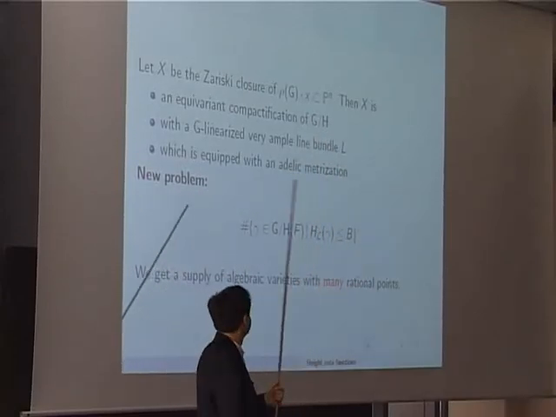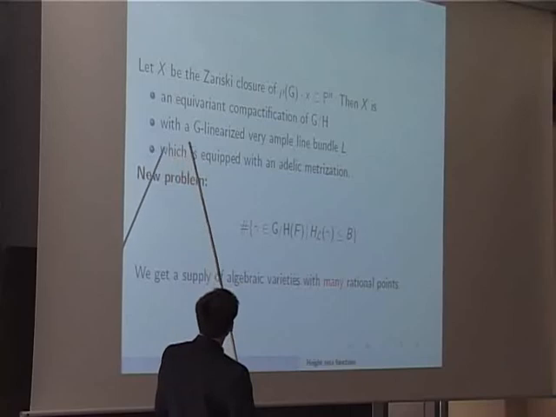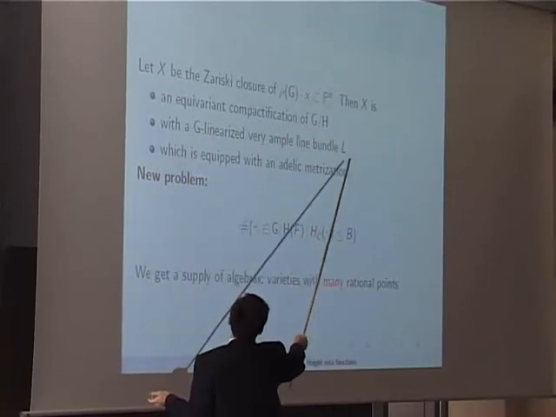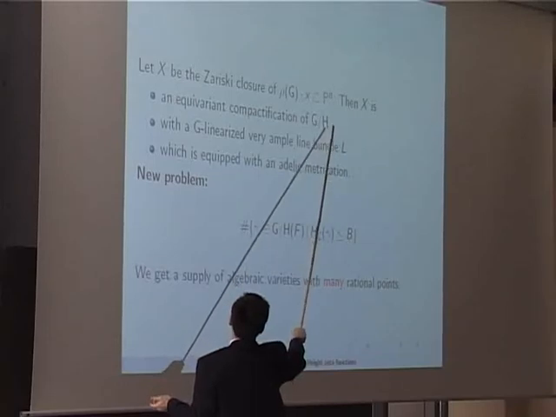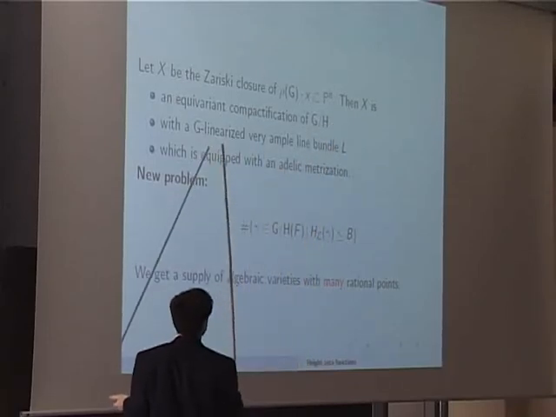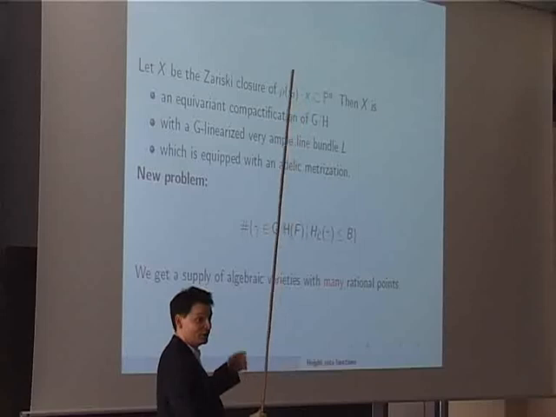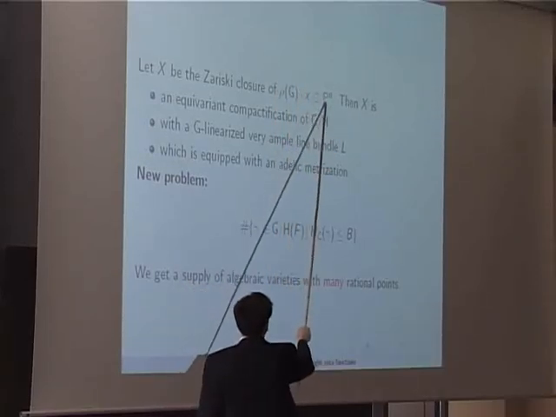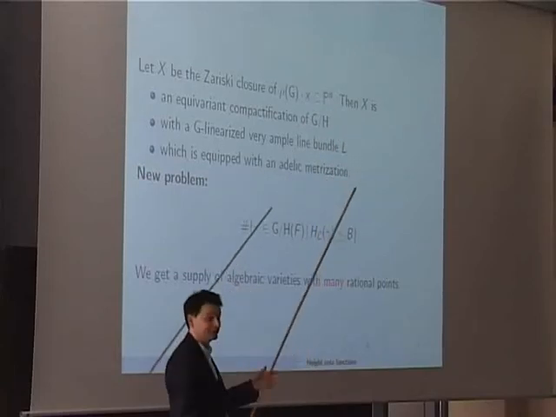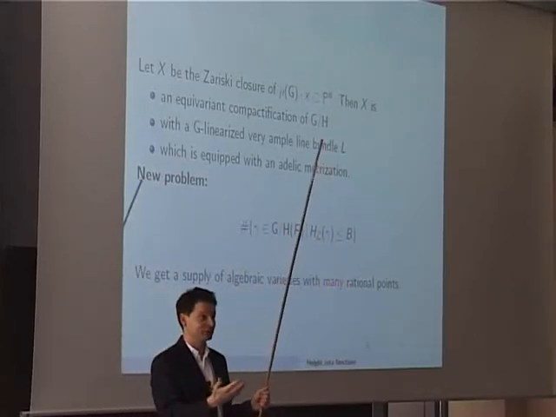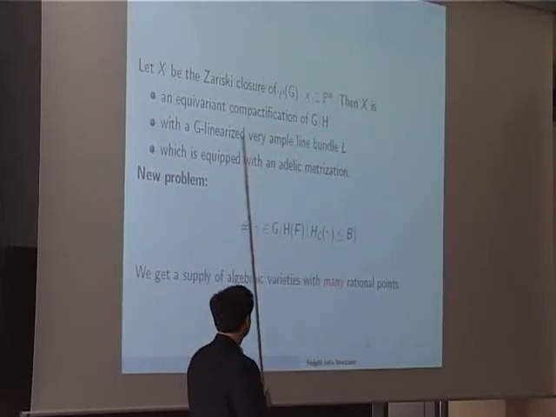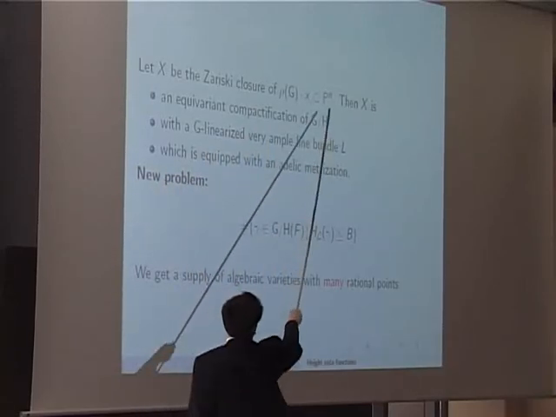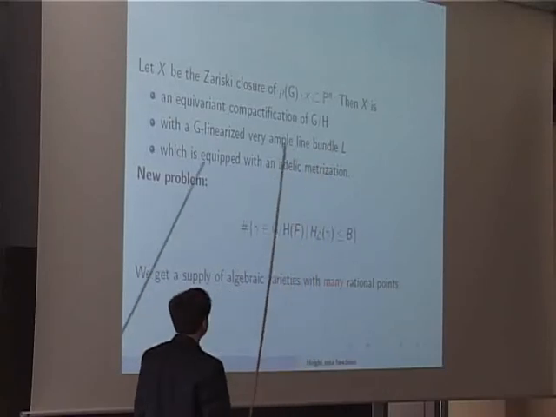And then, what else do we have? We have the standard polarization on Pn. So we have a very ample line bundle on this X. And it's G-linearized, meaning that the action of G on G mod H extends to an action of G on the projective space. I mean, this is how we did it. I mean, we looked at the representation. We looked at the action through PGL(n+1). And we have an adelic metrization just coming from fixing some metrics on O(1) and this Pn.